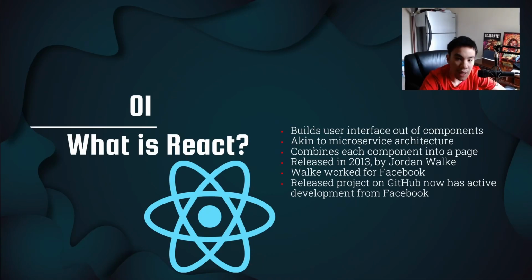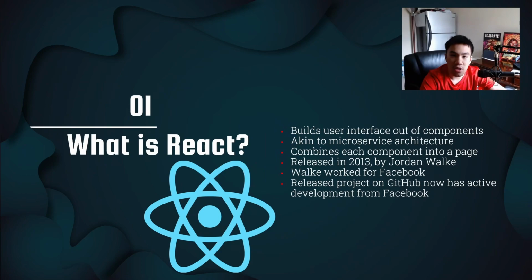So what is React? React lets you build user interfaces or UI out of individual pieces called components, similarly to that of microservice architecture that I covered in my Docker presentation. React lets you create your own components such as thumbnail, like button, and or maybe video, and you can combine these into an entire screen, pages, and or apps.